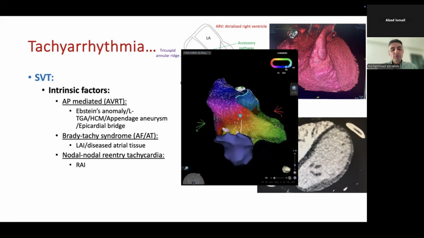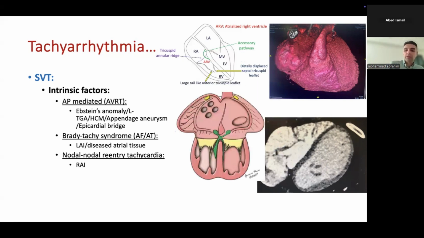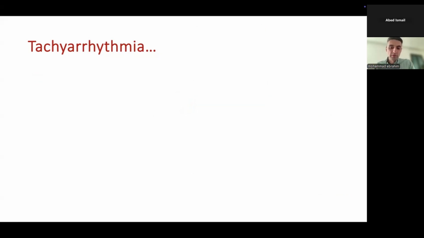And then furthermore, rarely, if the congenital heart disease anomaly is right atrial appendage, right atrial isomerism, sorry, there might be two AV nodes, and the patient might develop nodal to nodal reentry tachycardia as a mechanism of the SVT.